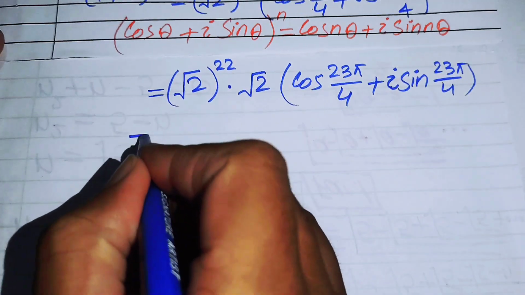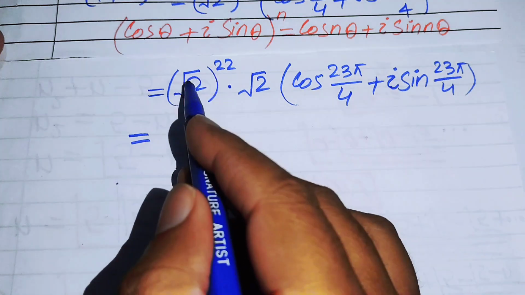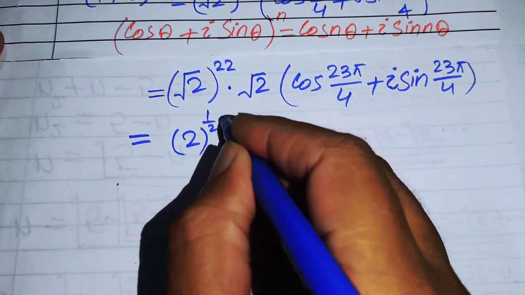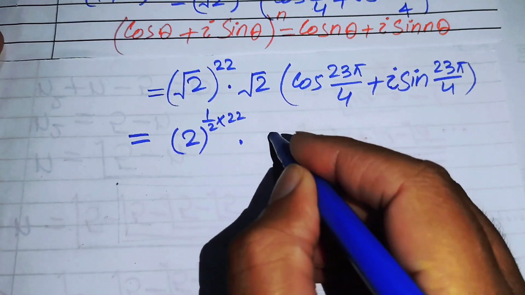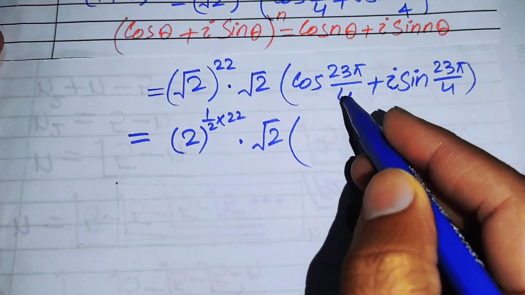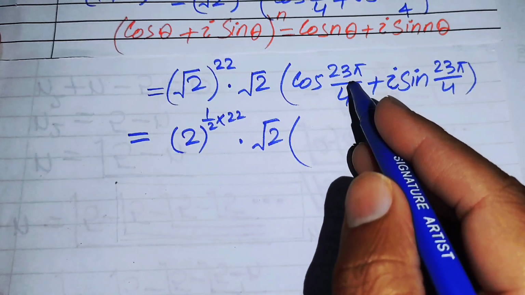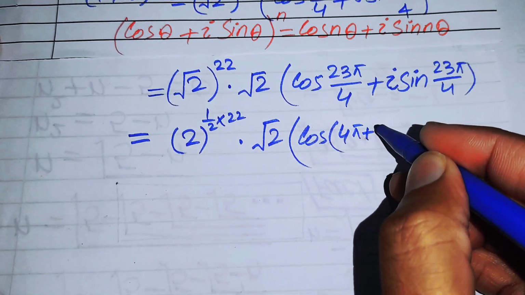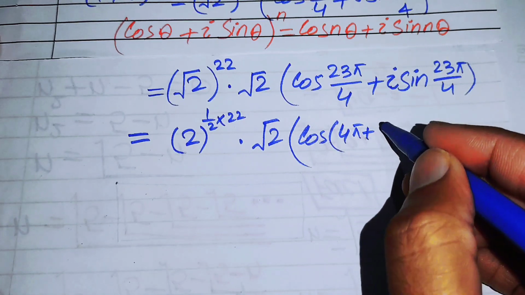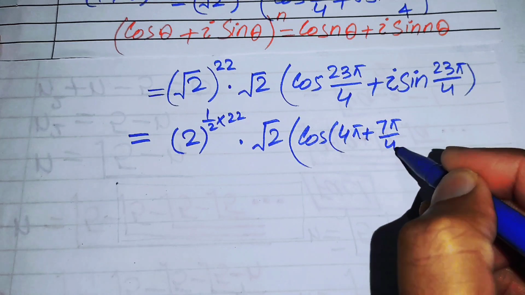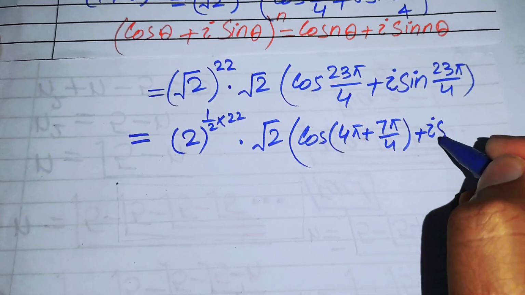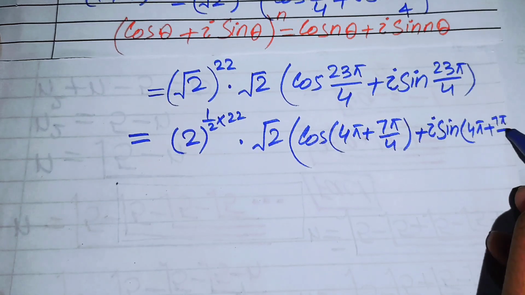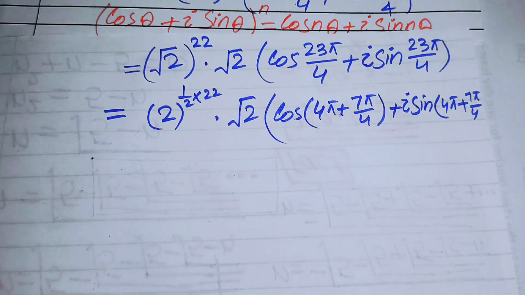And now when you multiply this exponent by square root, it becomes 2 to the power of 1 over 2 times 22 into square root of 2. And now we can write this 23 pi by 4 as cos of 4 pi plus 7 pi over 4, plus iota sine of 4 pi plus 7 pi over 4. So it becomes in this form.